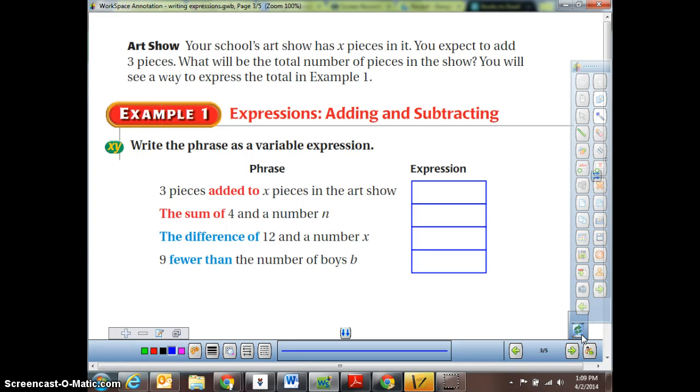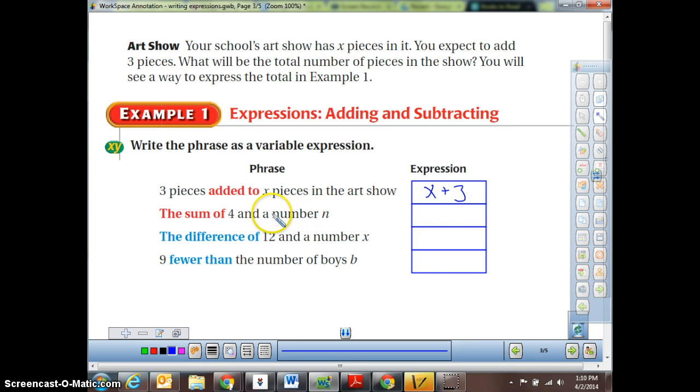So let's just jump right in. We've got an art show. Your school's art show has x amount of pieces in it. We don't know how many pieces, so we're just going to represent it as x. You expect to add 3 pieces. What will be the total number of pieces in the show? You will see a way to express the total in example 1. So write these phrases as a variable expression. The first phrase is 3 pieces added to x pieces in the art show. So we've got the number in the show, and then we're adding 3 pieces to it. So 3 pieces added to the x. So this is what we started, and we're adding 3 to it.